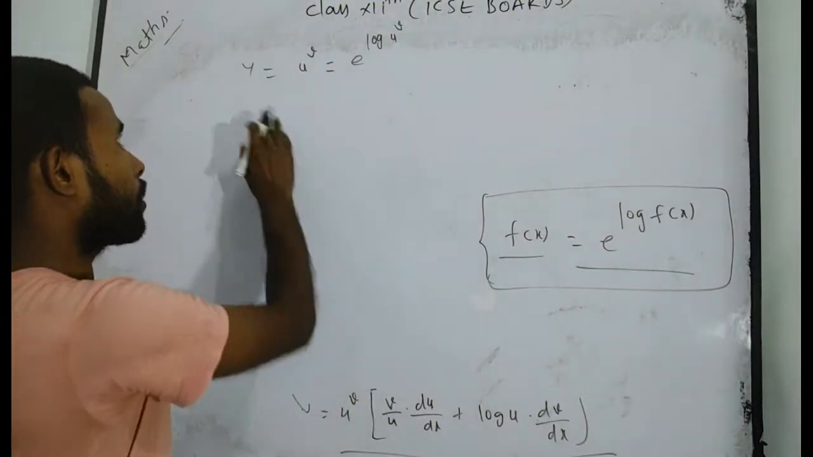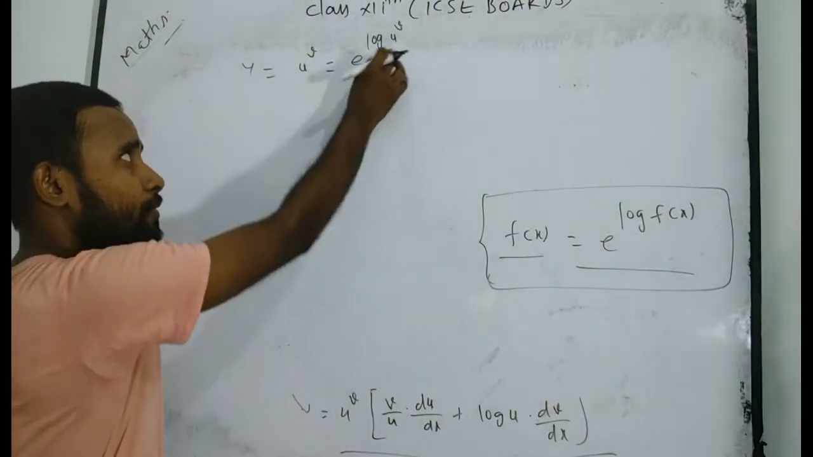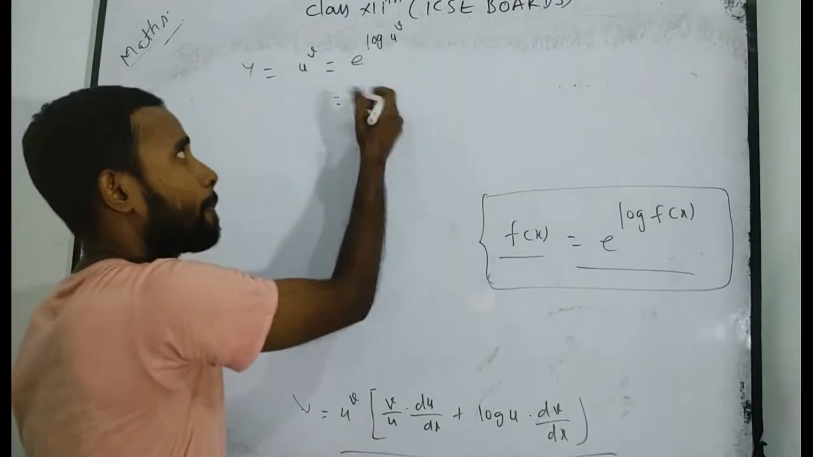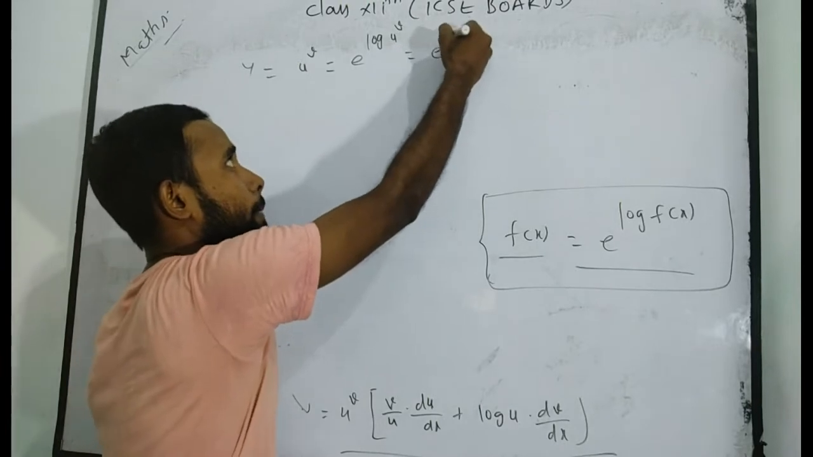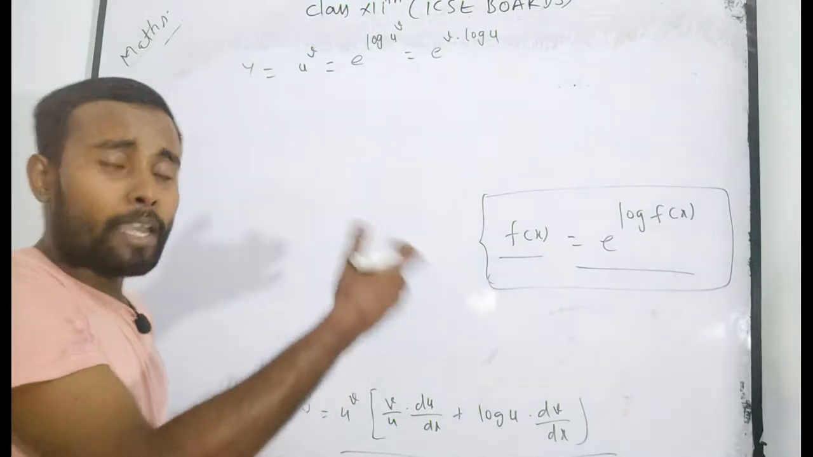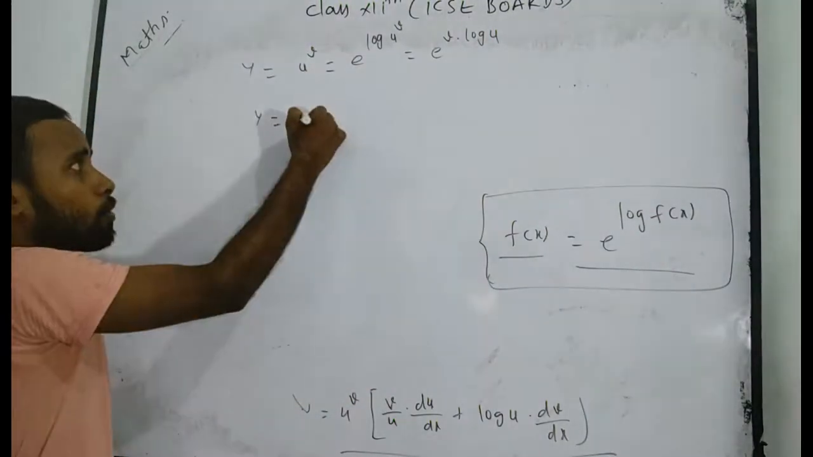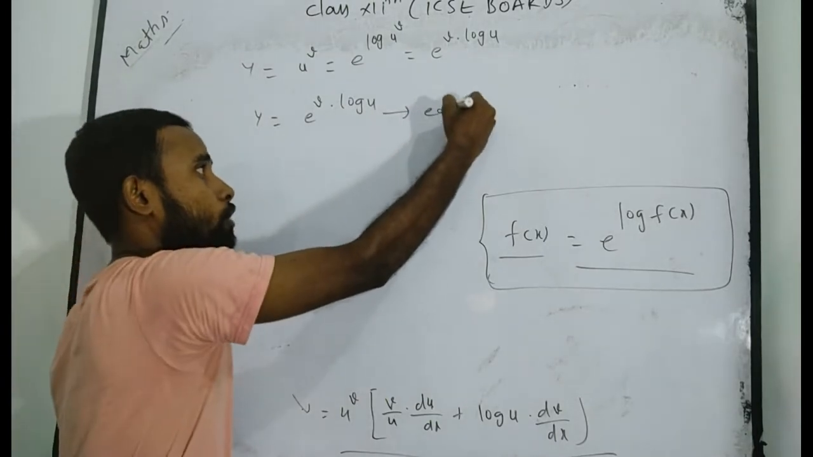So can you write y is equal to u to the power v is equal to e to the power log u to the power v? Now if you apply the property of log in its exponent part, you can write easily e to the power v times log u. Here you get simply y is equal to e to the power v times log u. Now suppose that this is your equation first.